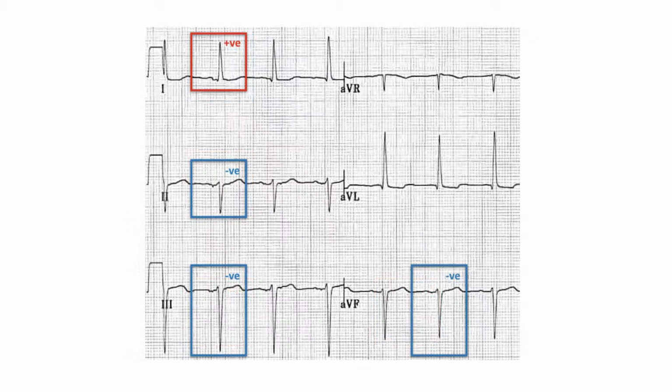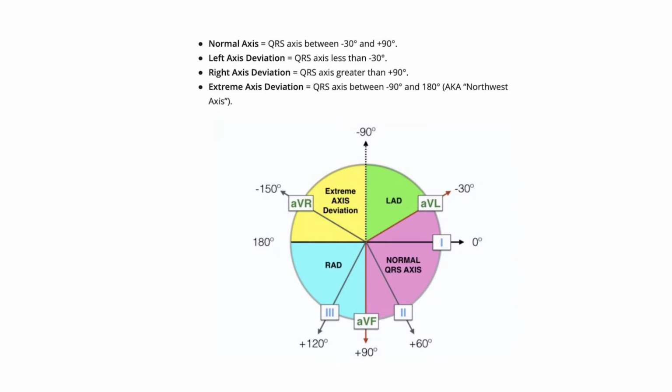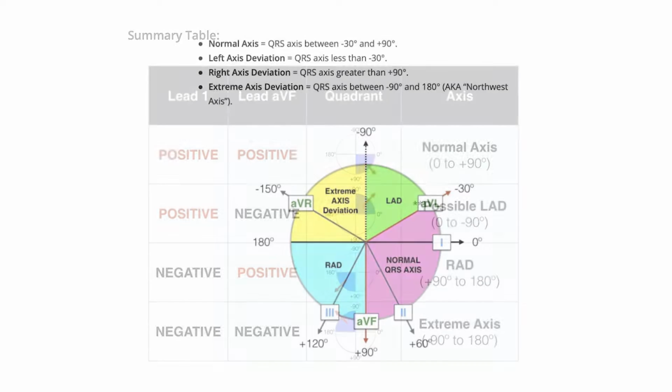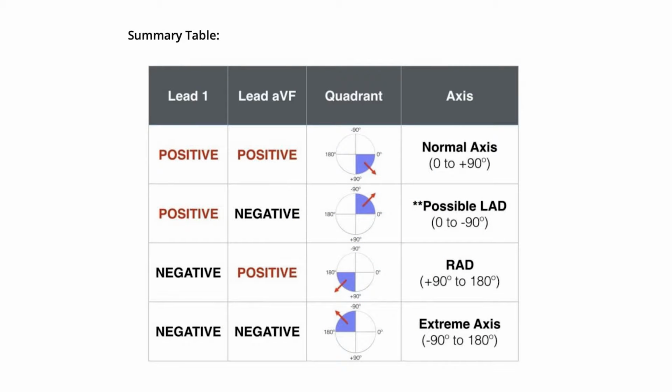The same is true if you flip that. If your left thumb is up and your right thumb is down, you've got a left axis deviation. It's a very quick, easy way to do this, and you're looking where the bulk of the QRS complex is pointed, up or down. This is just to remind everyone, it comes from this circle that we all see and know from cardiophysiology. Once again, a reminder, lead one and aVF both up, you're normal.